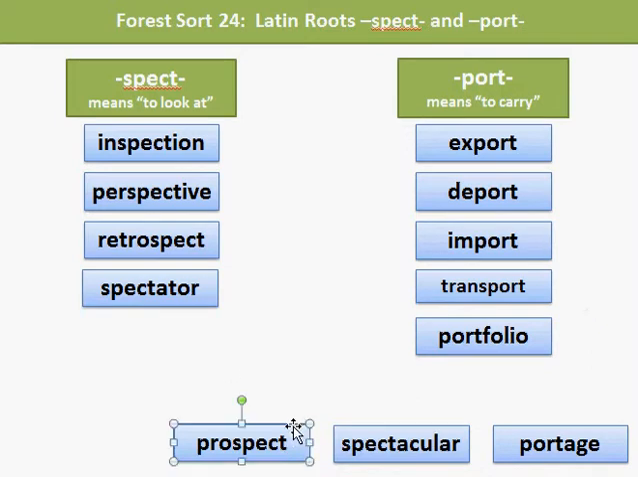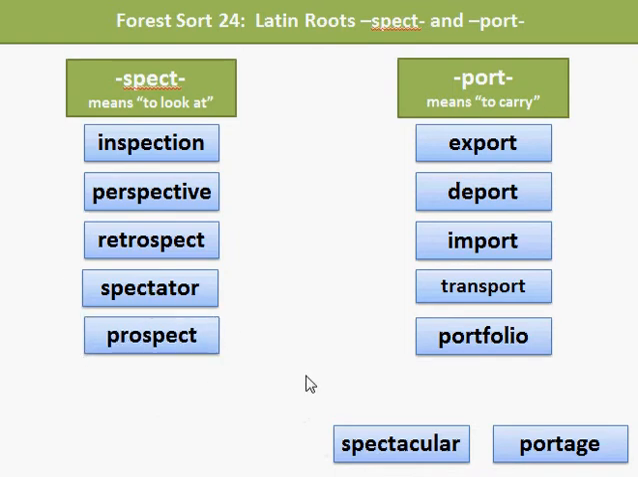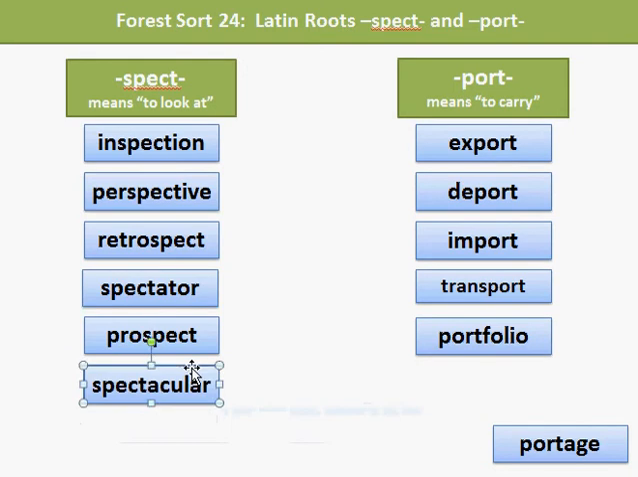And prospect has the root spect, meaning to look. If you prospect for gold, you look for gold. You go out and look for it. If we say, what are a person's prospects? We're saying, what are their options looking forward? Something that is spectacular is amazing to look at, such as fireworks, for example, in the sky.